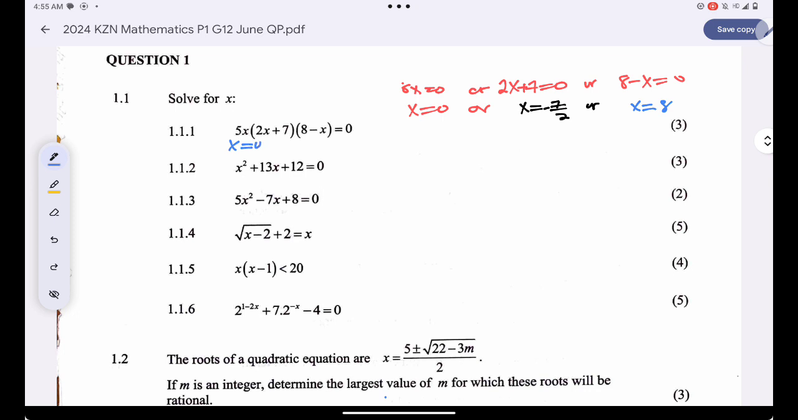So these are the solutions: x is 0, x is negative 7 over 2, x is 8.